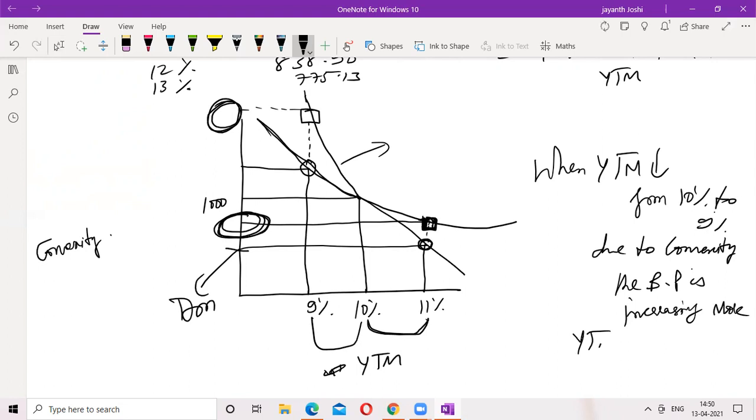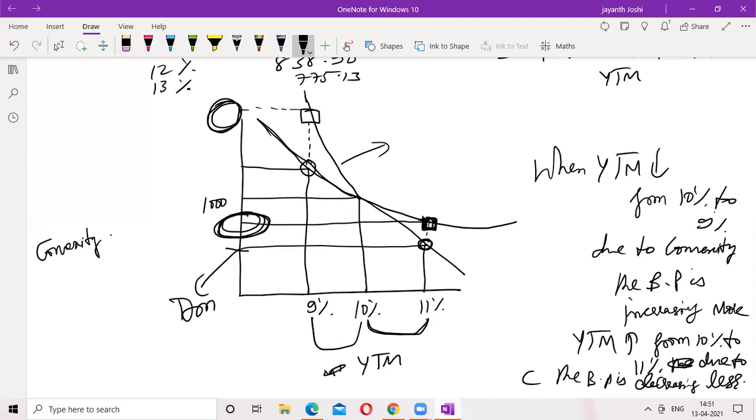And when yield to maturity is increasing from 10% to 11% due to convexity, the bond price is what? Decreasing. Decreasing less.